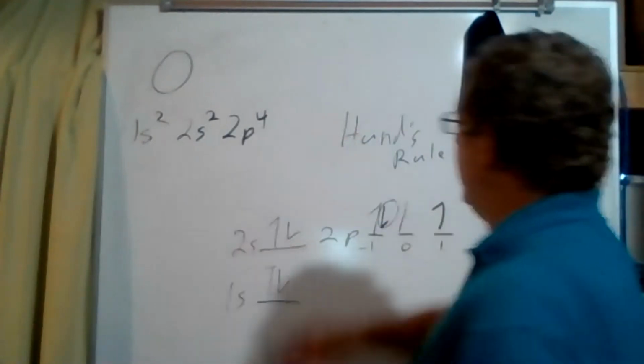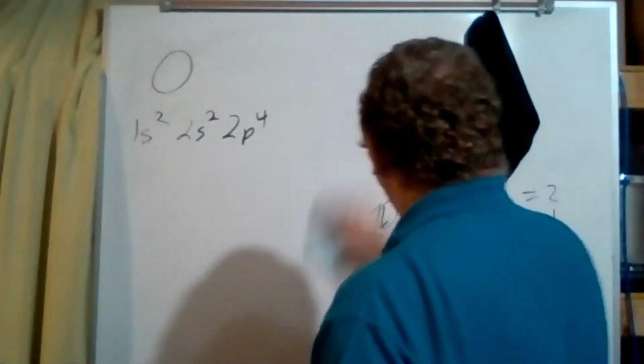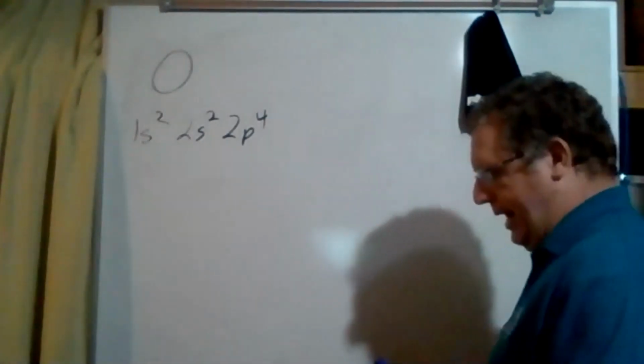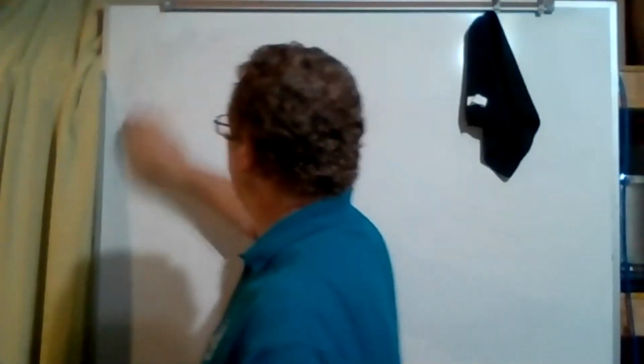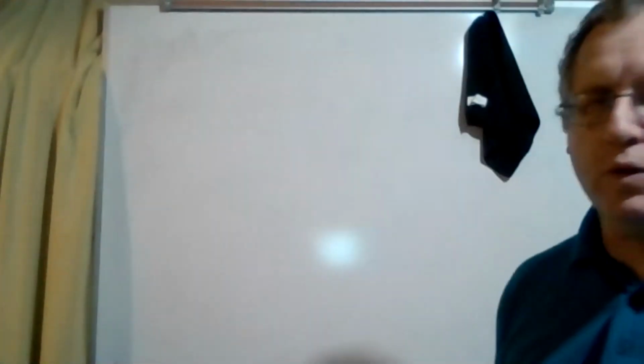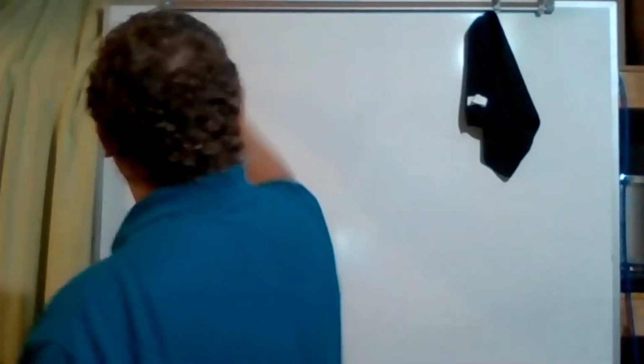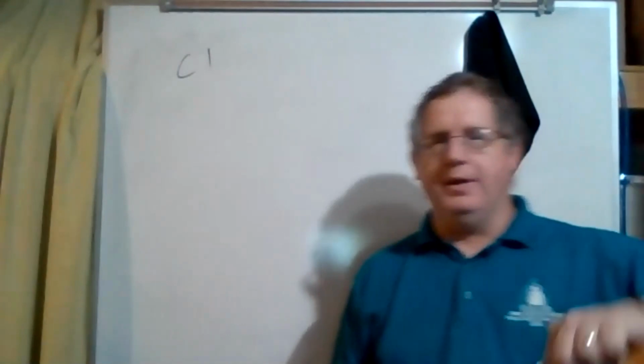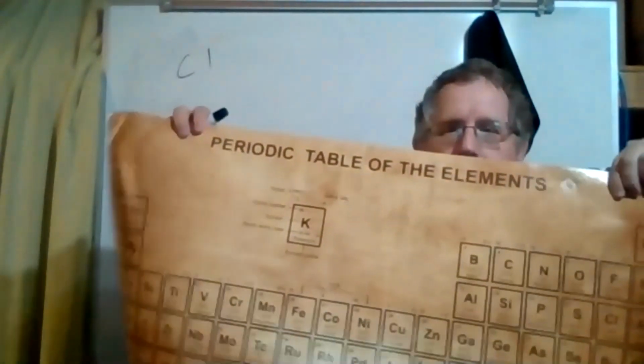Now, with the orbital diagrams, there's kind of a shortcut that we can also take, especially when we get into some of the larger atoms. So, for example, let's take a look at chlorine. If I write out the electron configuration for chlorine, notice that if I get my handy dandy periodic table, it's off camera here, but I thought I would show you. Here's my handy periodic table. I don't have it up on the wall at the moment, although I will later.